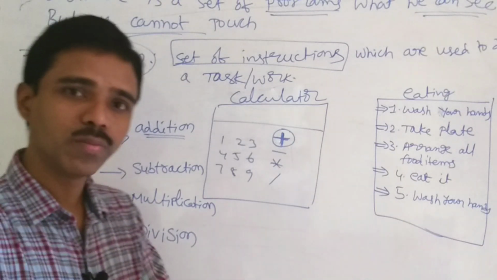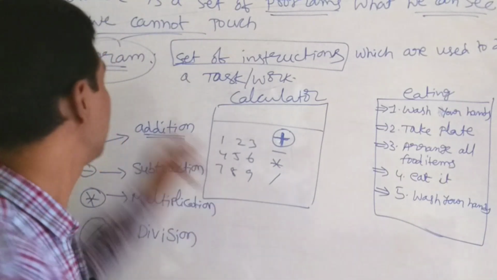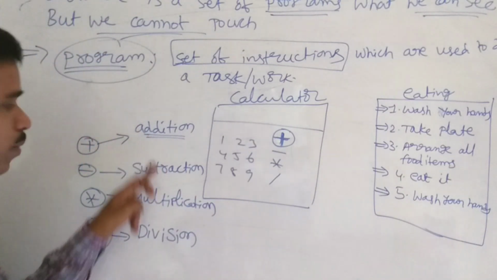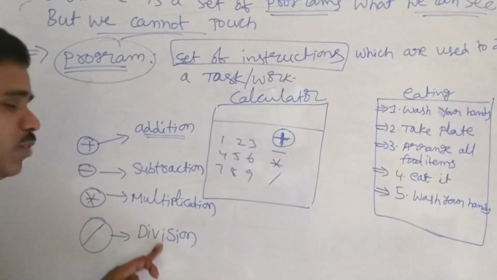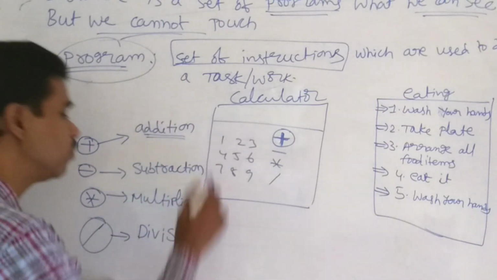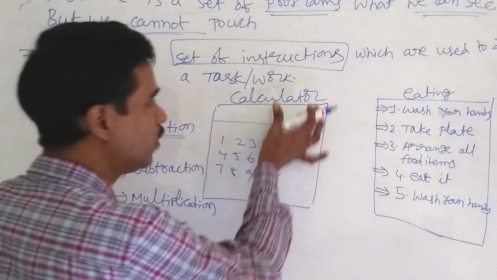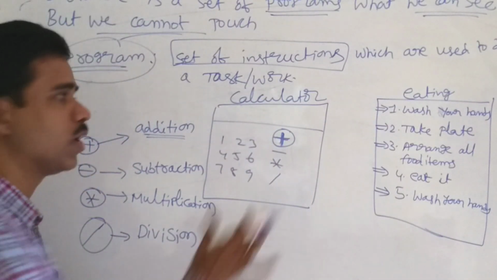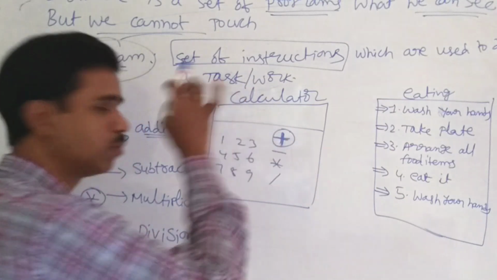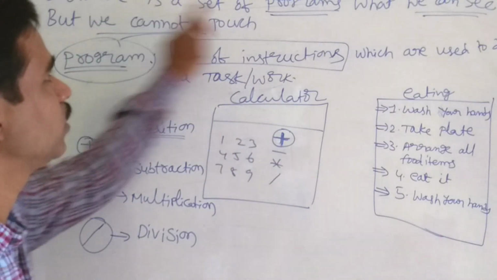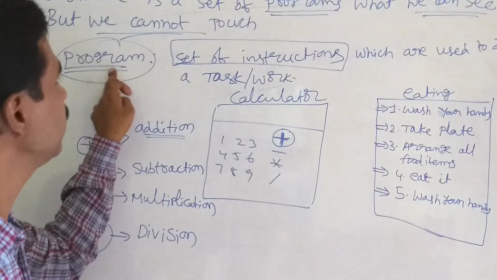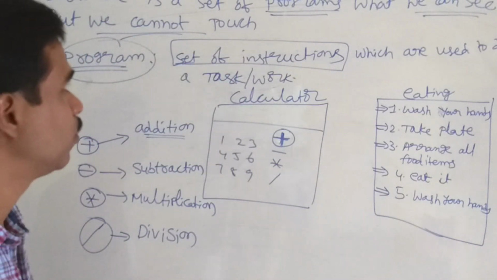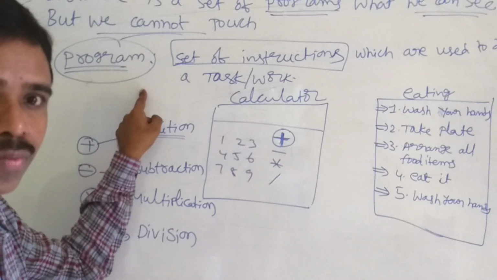If you group some related programs, it is called software. Addition is a program, subtraction is a program, multiplication is a program, division is a program. If you group these four programs into a single chip, kept inside one device, that is called calculator software. Calculator software has some programs. So software is nothing but a set of programs. What does a program contain? A set of instructions. Okay, I think you got clarity about what is software and what is a program.